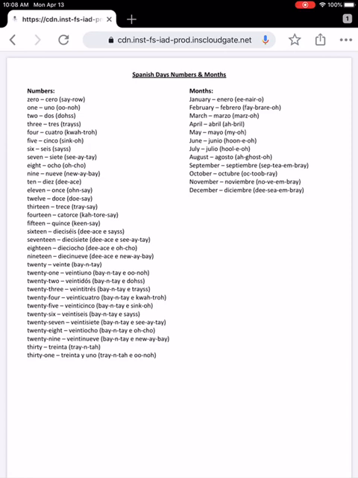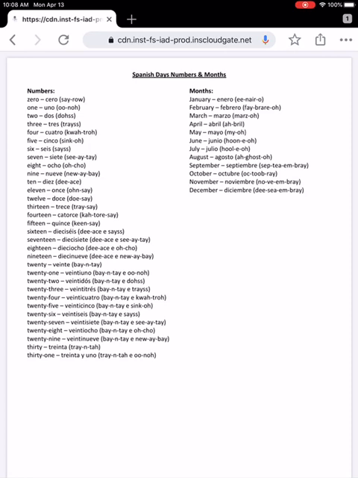Now, all of these months, something that I want you to know that makes them a little bit easier to remember is that all of these months, except for one, are something called cognates. Now, a cognate is a word that looks and or sounds the same in both languages. So an example of a cognate would be the word chocolate. So chocolate is really similar to chocolate. So it makes it easy to recognize.